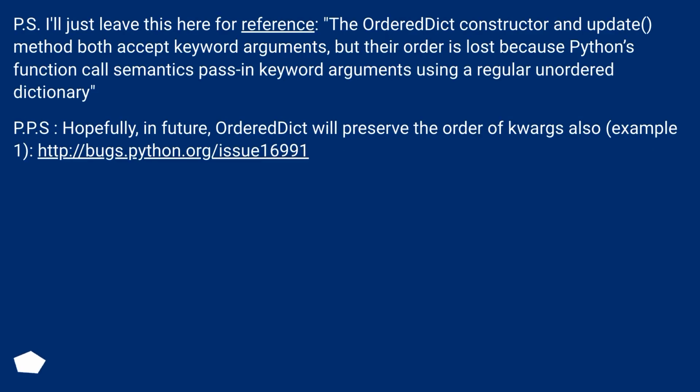P.S. I'll just leave this here for reference. The OrderedDict constructor and update method both accept keyword arguments, but their order is lost because Python's function call semantics pass in keyword arguments using a regular unordered dictionary. P.P.S. Hopefully, in future, OrderedDict will preserve the order of kwargs also. Example 1, this URL.